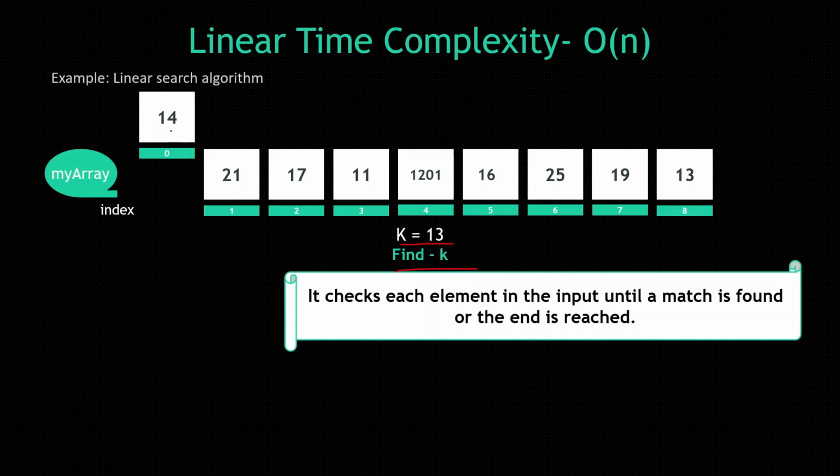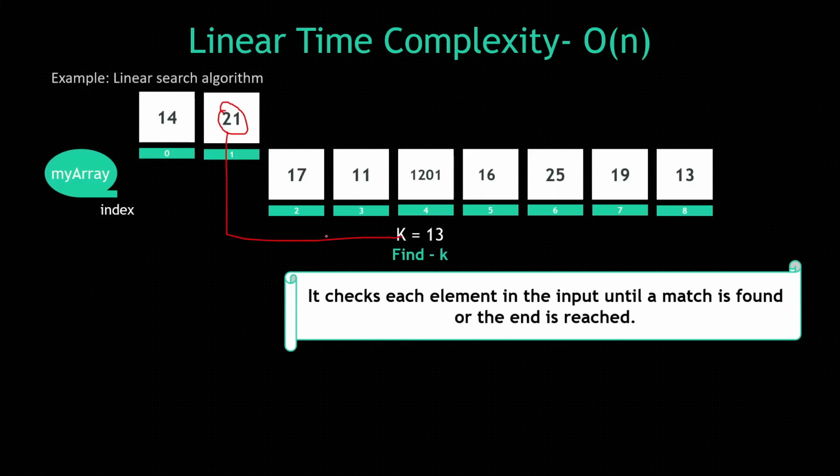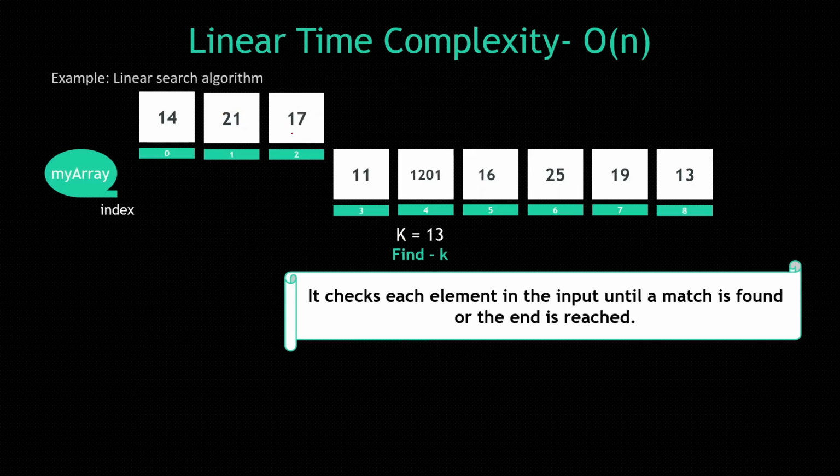The value of index 0 is 14. Is it equal to k? No. Then the next index, 21. Is it equal to 13? No. Is it equal to 13? No. Is it equal to 13? No. We will check each item until 13 is found or the end is reached.